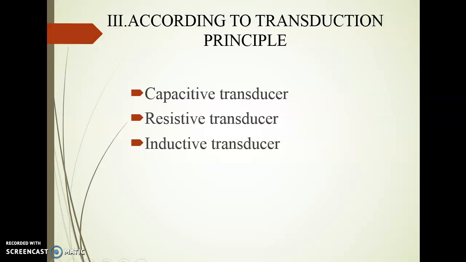So next type is the resistive transducer. Here we get output in terms of resistance. The example of the resistive transducer is a strain gauge, whose resistance varies with the applied force. The strain gauge converts a force, pressure or tension into a resistance.